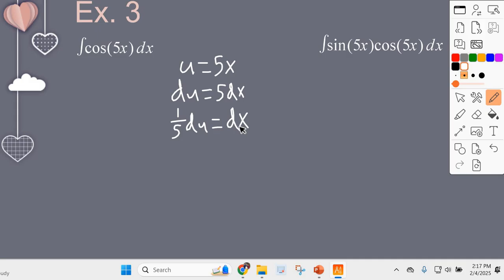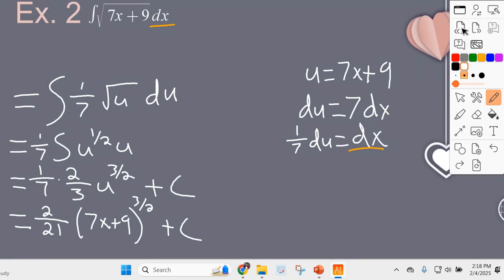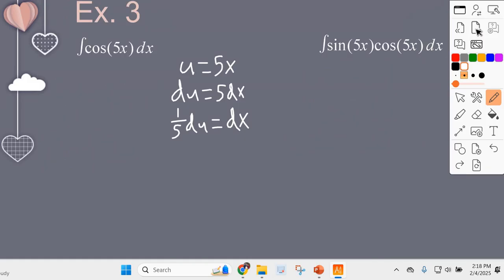Do you see what I mean by an extra 5 hanging out in the front? So if it's 5x plus 5 on the inside, that would still not work, because your u would be 5x plus 5. And if I took the du of it, I still get 5 dx, because the derivative of the 5 is just 0. Basically, I need an extra 5 being multiplied on the outside of the inside, the outside function. So for us here, on my square root, I would have needed a 7 on the front of my square root. For here, I would need a 5 on the front of my cosine. Does that make sense?